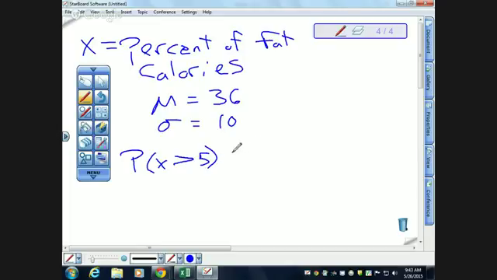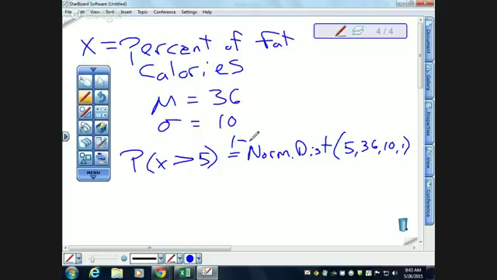All right. So that's going to be the norm dot dist of 5, 36, 10, 1. There's one problem with my calculation here. What am I really calculating there? What does the norm dist calculate? Left tails or right tails? It does left. I want the right, so I have to adjust this with a 1 minus to get it right.